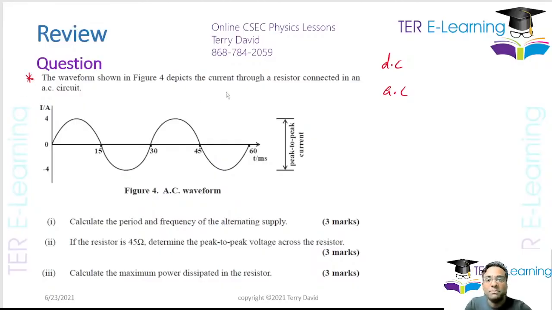Now, let's see what they're asking us here. You have a waveform shown in figure 4. It depicts a current through a resistor in an AC circuit. So you have current versus time in milliseconds. You have to be careful with this. The first part, they said calculate the period of this wave. What is the period of this wave here?